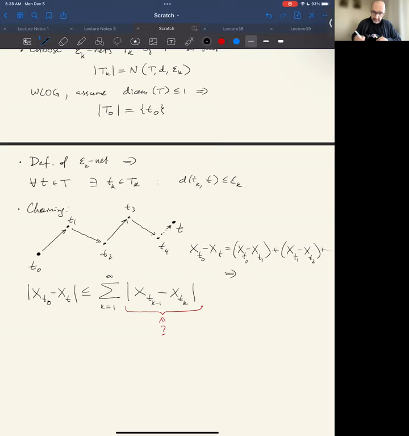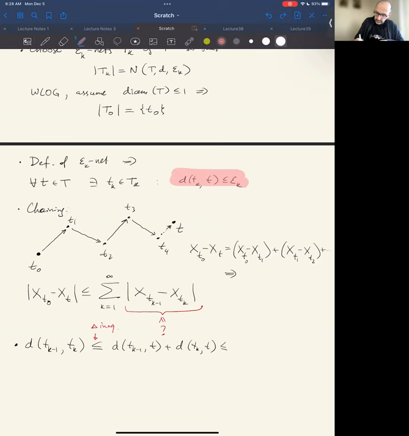Okay, let's do it. What do we know about the distances between these two points, between Tk minus one and Tk? Well, Tk minus 1 approximates T, and Tk approximates T. So this is, again, by triangle inequality, for this metric, for this distance, we can write that. We know the quality of these approximations. This is how well we approximate. So one approximates with epsilon k minus one, the other with epsilon k.